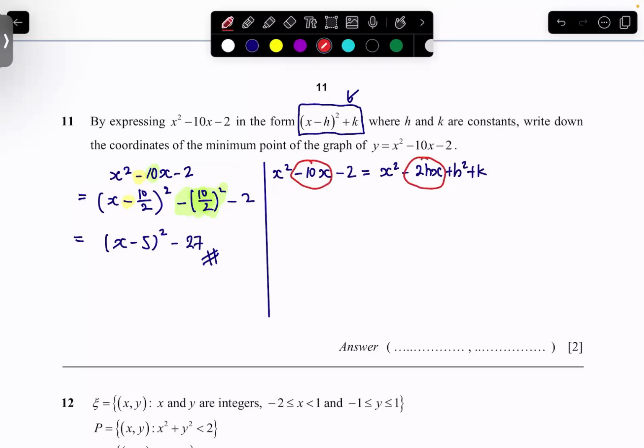Minus 10x is supposed to be minus 2hx. So minus 10x equals minus 2hx. Okay, x and x are the same, you can take away. Negative, negative, also the same, you can take away. So 2h equals 10, h equals 5. Which fits the question, right? h equals 5. This is what we get as well.